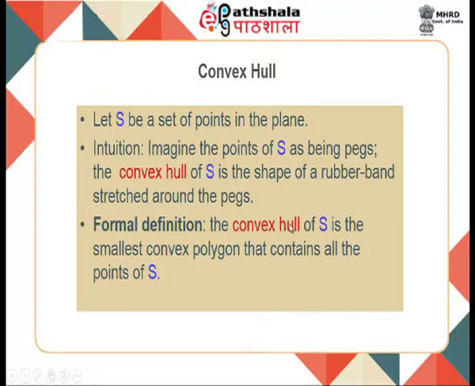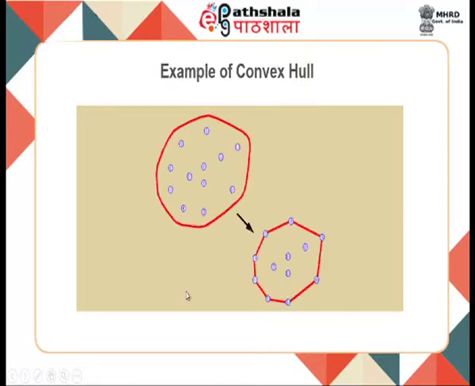In a formal manner, we can say that the convex hull is nothing but the smallest convex polygon that contains all the points of S. So, this is an example of convex hull. You can see very well these are the points. In convex hull, what we have to do is construct the smallest polygon such that all the points will be covered, and that should be the closest one. You can see this is the convex hull that can be constructed for this set of points.